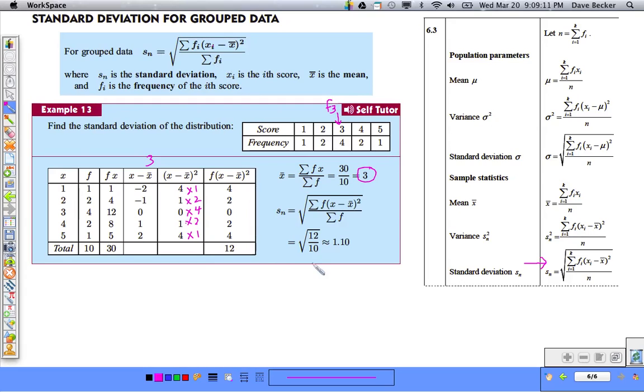Again, that's just finding the average. That's the number of data here, the total number of data. That's really like your n before. Take the square root of it, and I get my standard deviation.